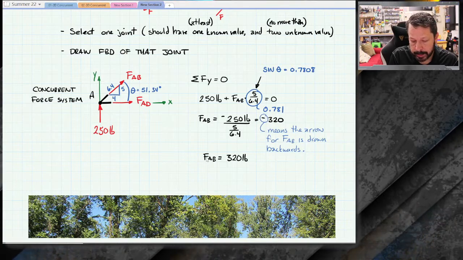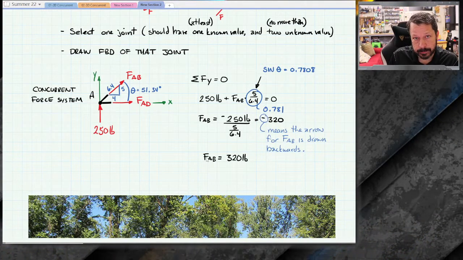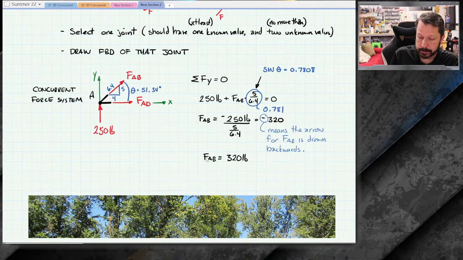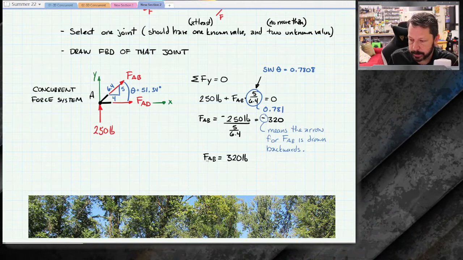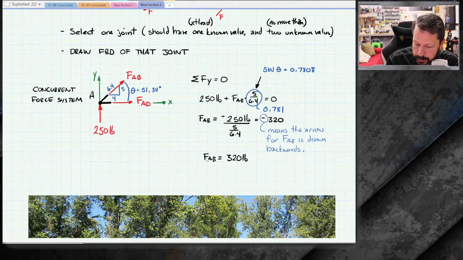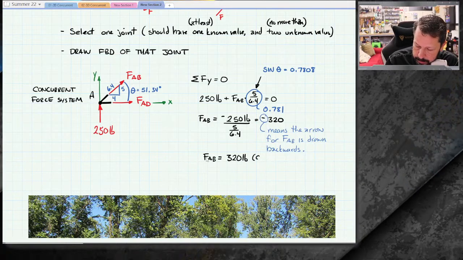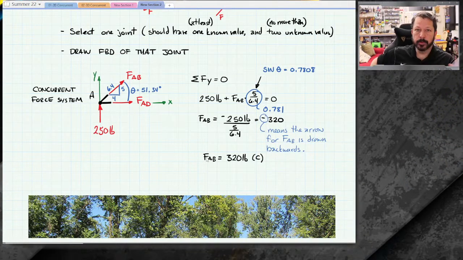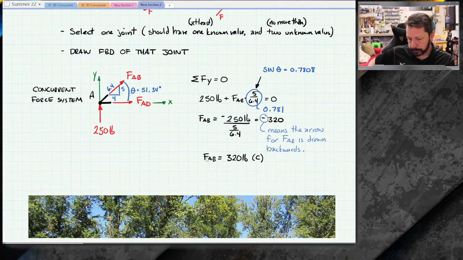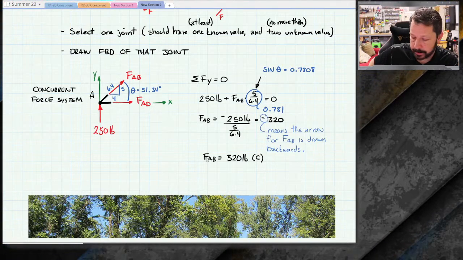I happen to draw my arrows in tension, so positive does mean tension and negative does mean compression, but not everybody does it that way. So what you should do is 320 pounds and then put a C behind it for compression, or a T for tension, instead of trying to put a negative sign on there.